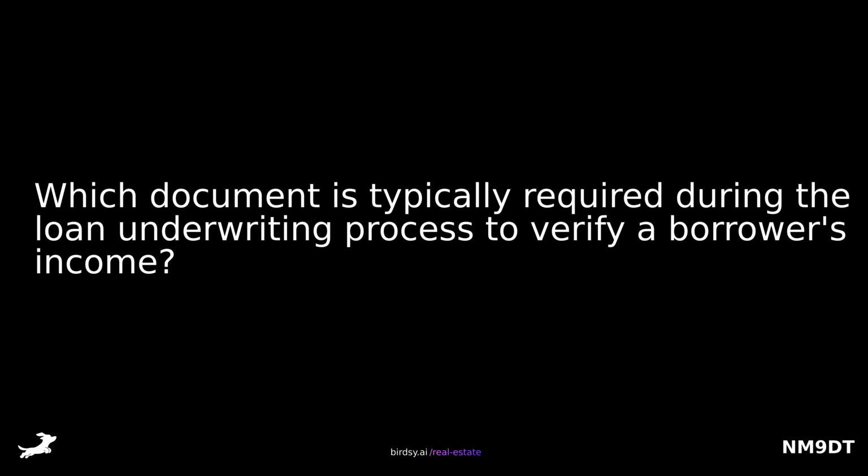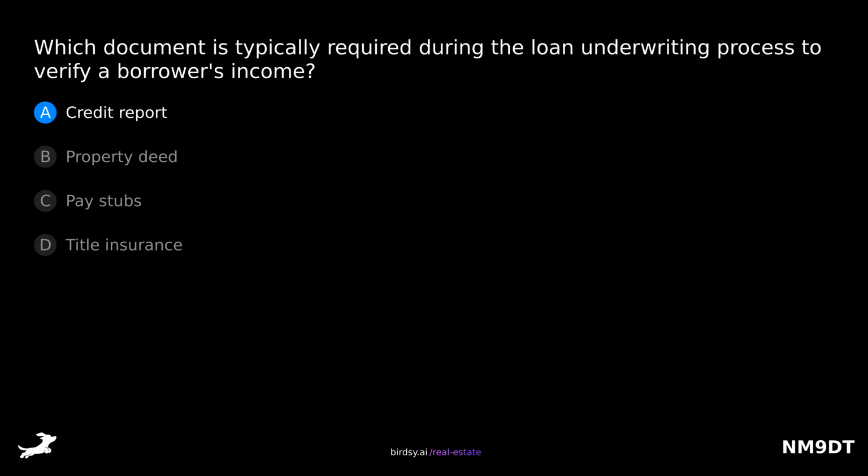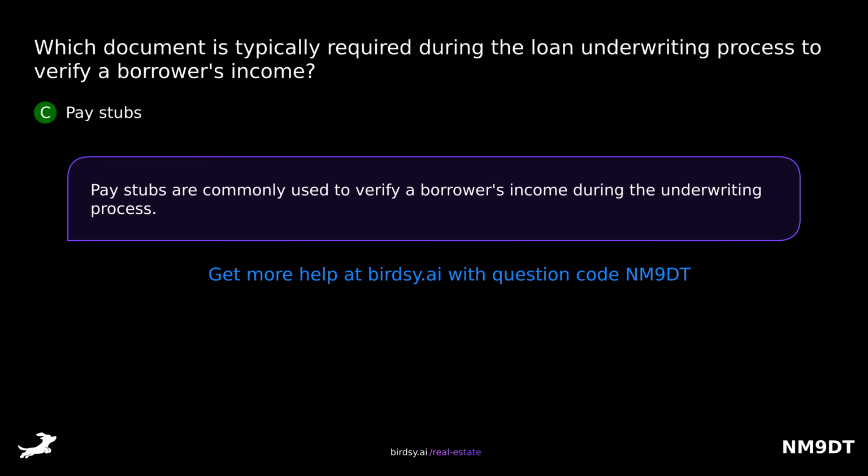Which document is typically required during the loan underwriting process to verify a borrower's income? Is it A, credit report, B, property deed, C, pay stubs, or D, title insurance? The answer is C, pay stubs. Pay stubs are commonly used to verify a borrower's income during the underwriting process.